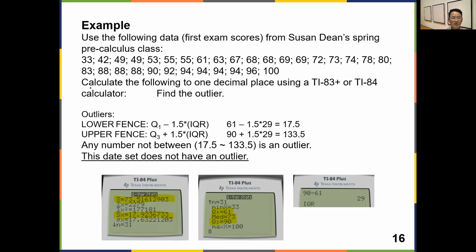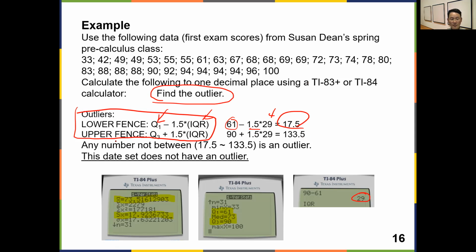Now, same data, find the outlier. Remember that outlier question? Remember this was the formula? So from Q1, from 61, minus 1.5 times IQR. IQR was, remember, 29. And then you have this lower fence. Upper fence, from Q3 plus, this time plus 1.5 times IQR. And you get this. So these two are the lower bound and upper bound for outliers.